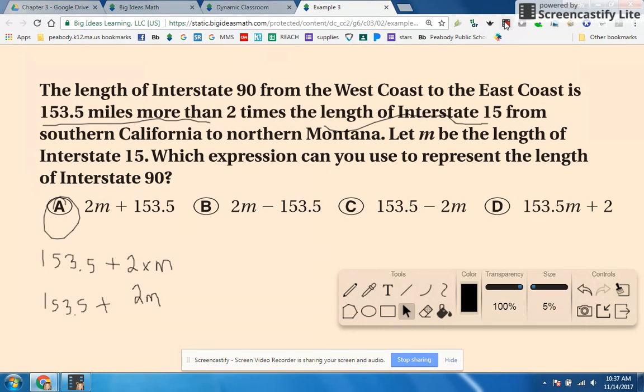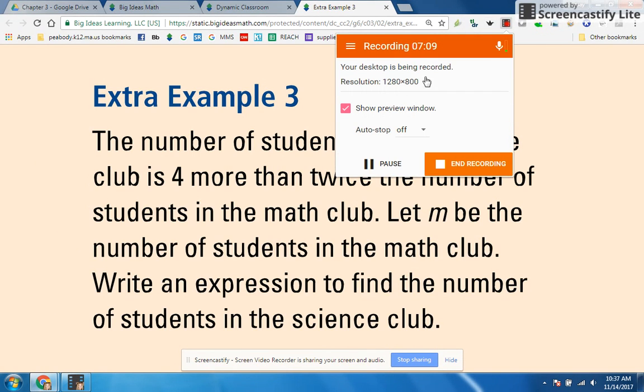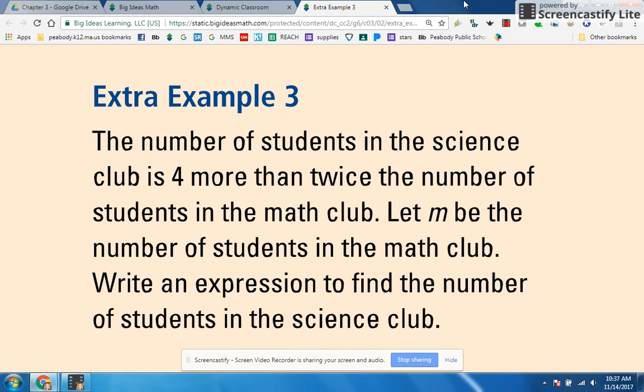Okay, so let me give you a multi-step one to try. See if you can figure this one out. The number of students in the science club is 4 more than twice the number of students in the math club. They're telling you to use the variable M for the number of students in the math club. So see if you can write an algebraic expression. Your keywords are 4 more than. Think of what more than means. Twice the number, think of what twice means, and then you're going to use the letter M for students in the math club. So see if you can figure that one out.